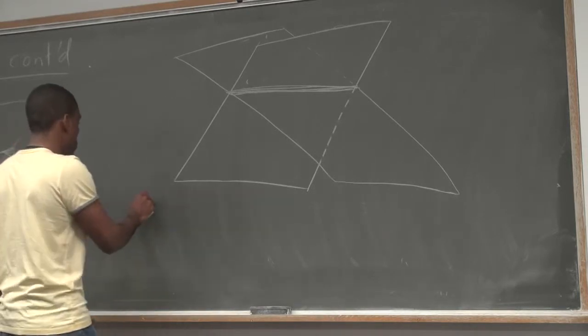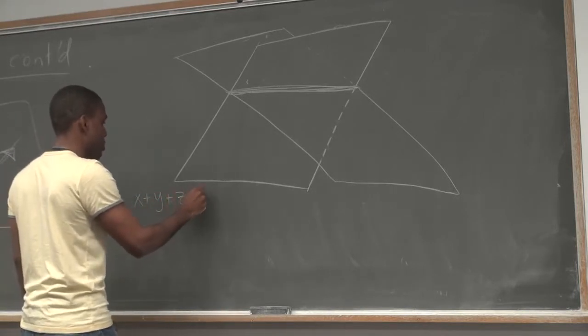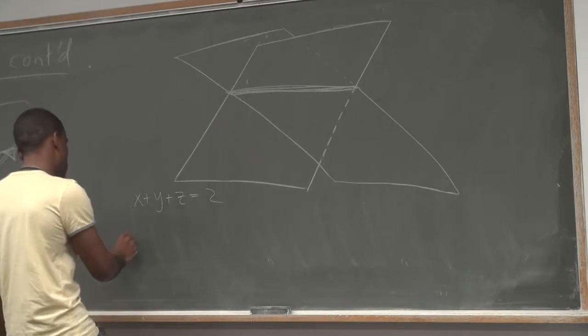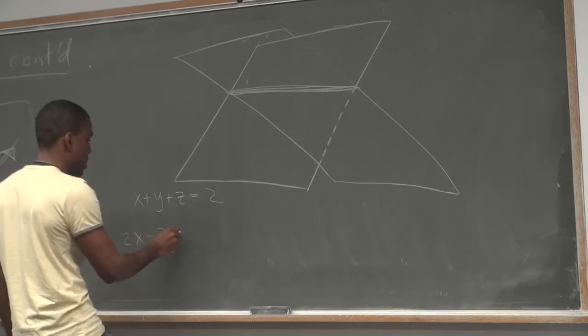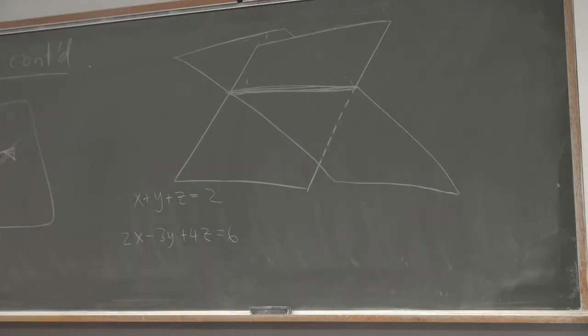So let's say one plane was x plus y plus z equals 2. The other plane was 2x minus 3y plus 4z equals 6. x plus y plus z minus 2 equals 2x minus 3y plus 4z minus 6. Oh, wait, but there's a problem. The x, y, z. That's not, actually, wait, I'm not sure. It might be more than one solution.